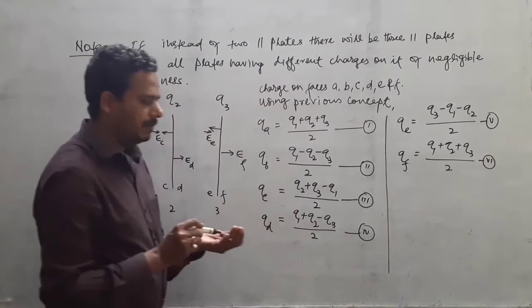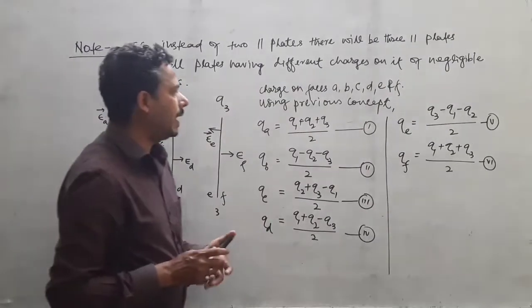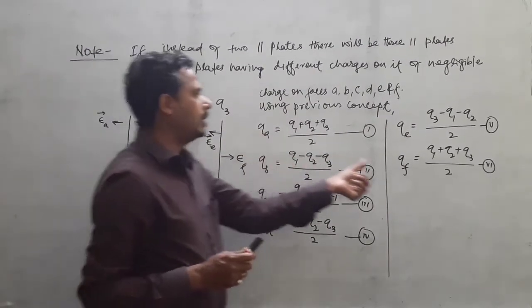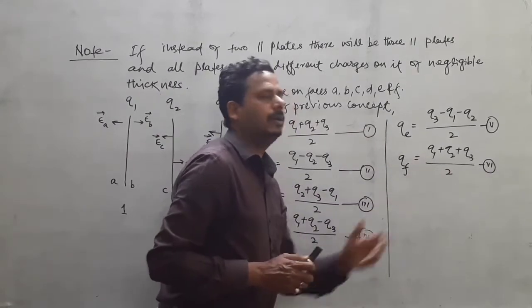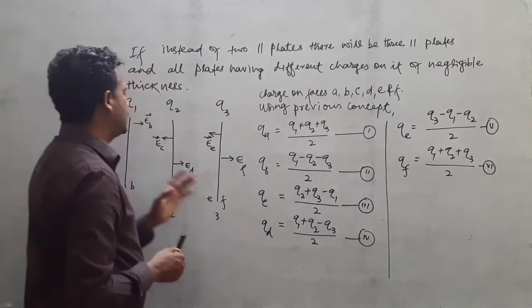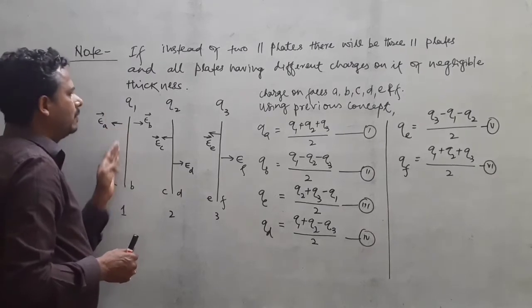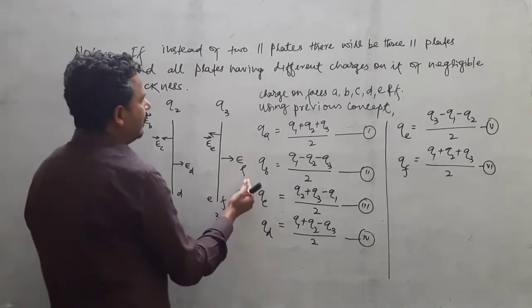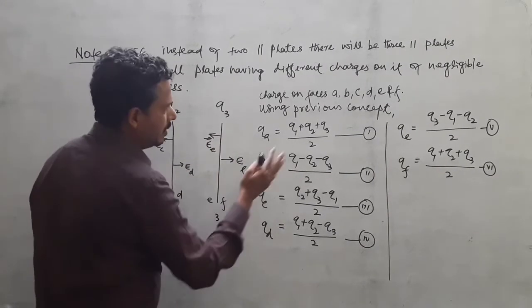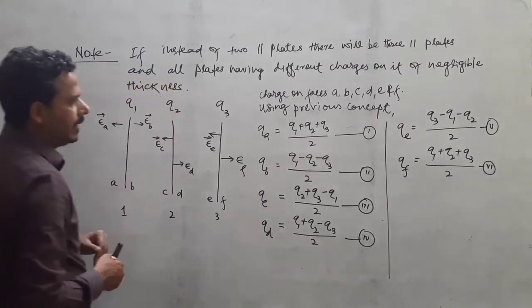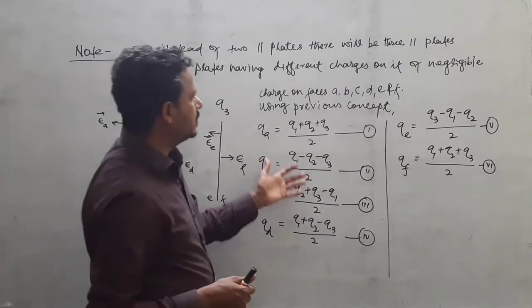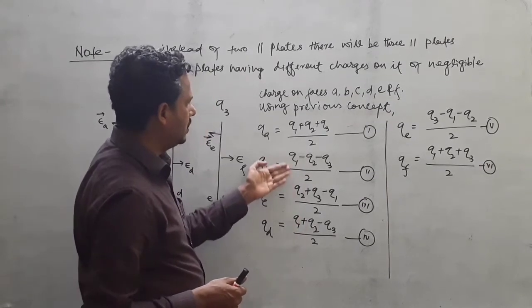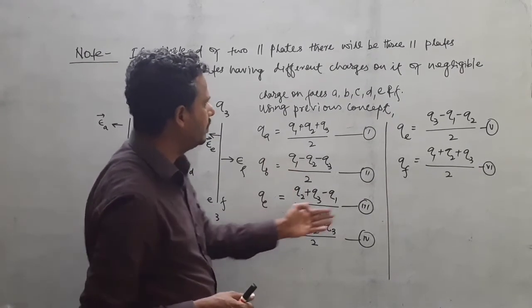Consequently, what you are saying? You are saying that QA and QF both are equal. That is, charges on the left face of the first plate and on the right face of the last plate will be equal. Whereas now you see the rest of the charges here, here, here and here.